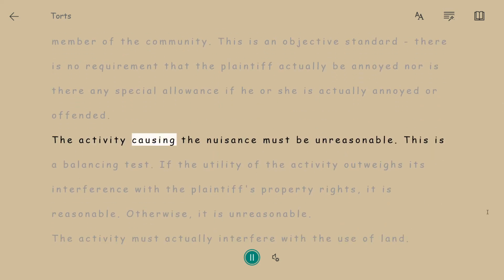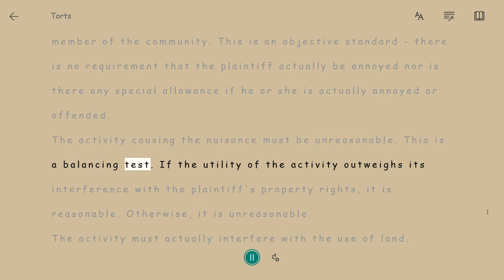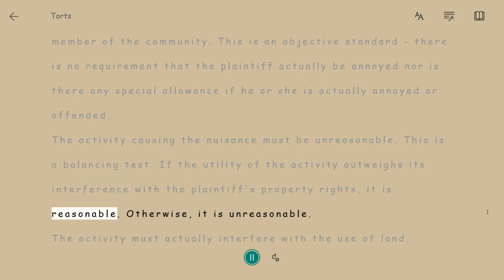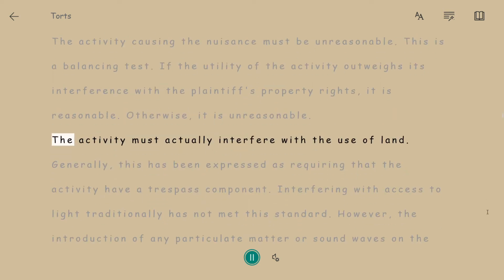The activity causing the nuisance must be unreasonable. This is a balancing test. If the utility of the activity outweighs its interference with the plaintiff's property rights, it is reasonable. Otherwise, it is unreasonable. The activity must actually interfere with the use of land.